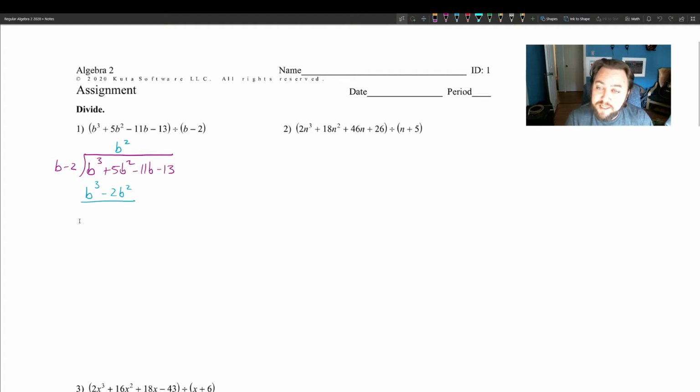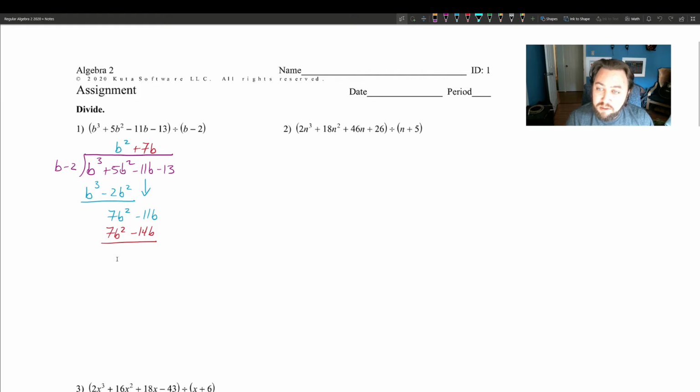Subtract. Okay, so those two cancel out. And 5b squared minus negative 2b squared will be 7b squared. I'm now going to drop the next term down, so that minus 11b. So what I want to do now is match this b to this b term. So it looks to me like I want this to be a 7b to get 7b squared. So 7b times b will be 7b squared. 7b times negative 2 would be negative 14b.